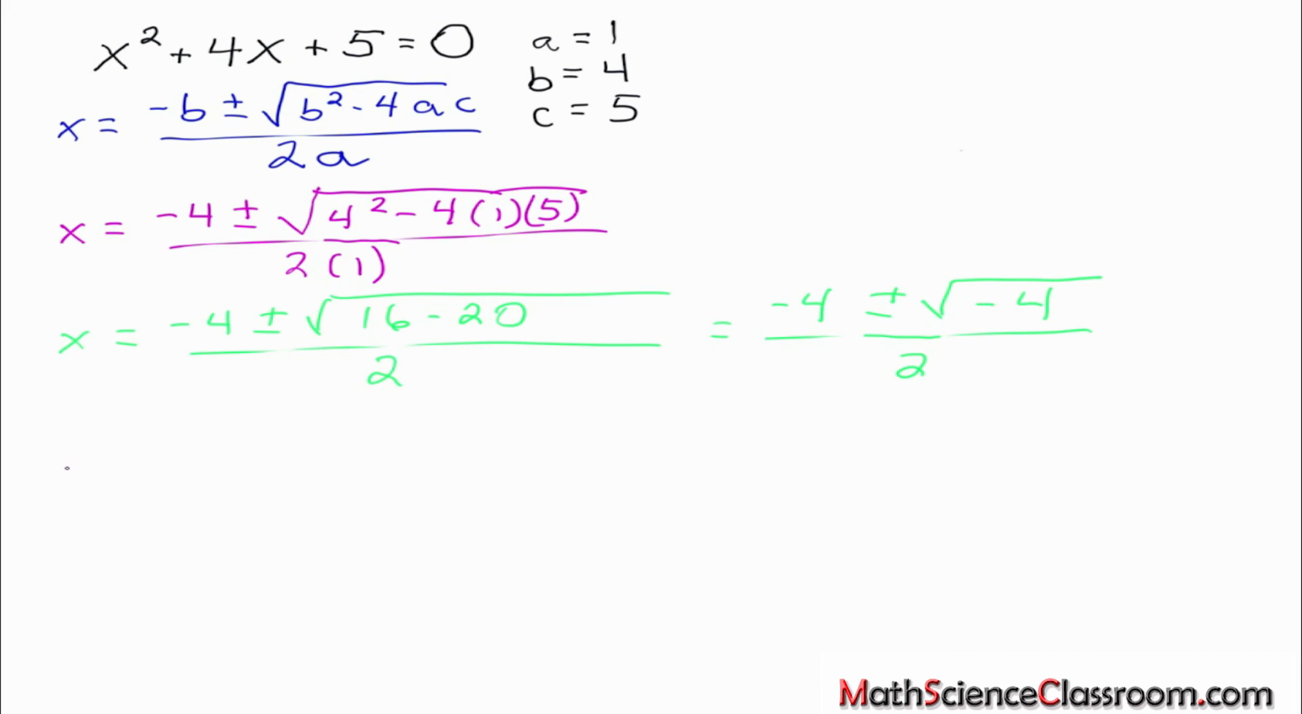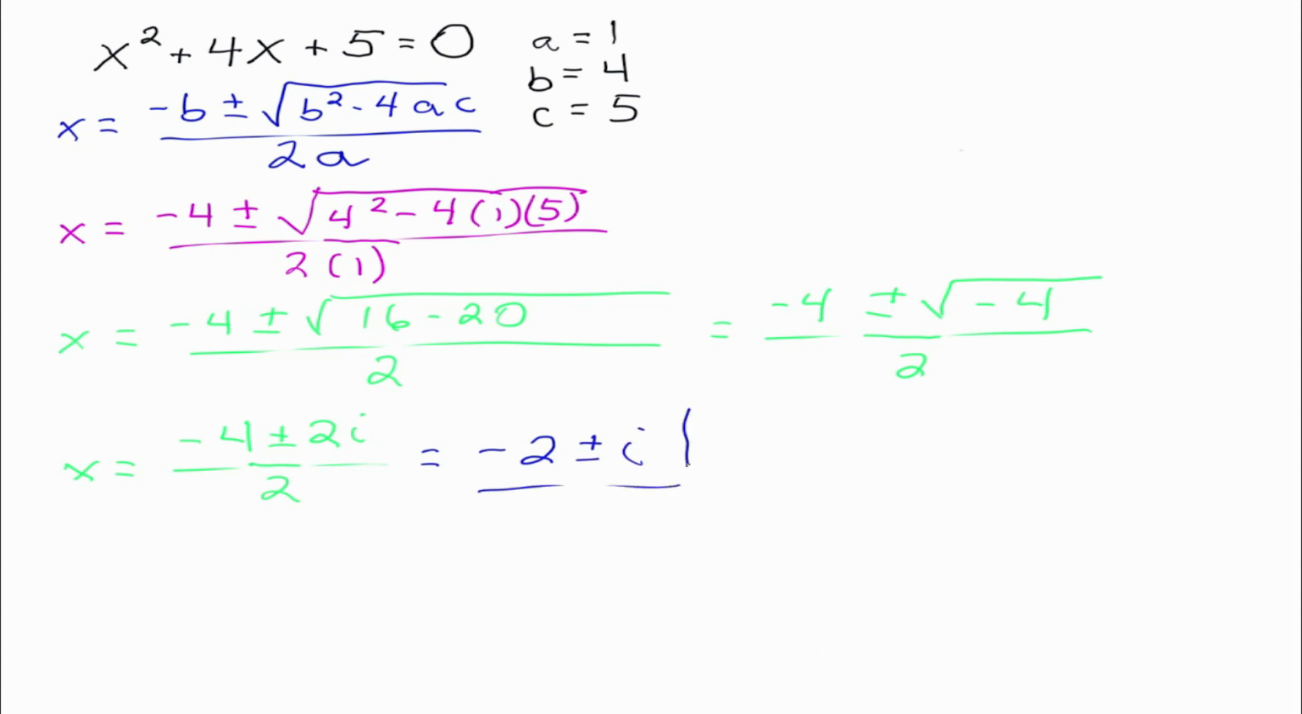So x equals negative 4 plus or minus 2i over 2. And the final answer equals negative 2 plus or minus i. Very good.